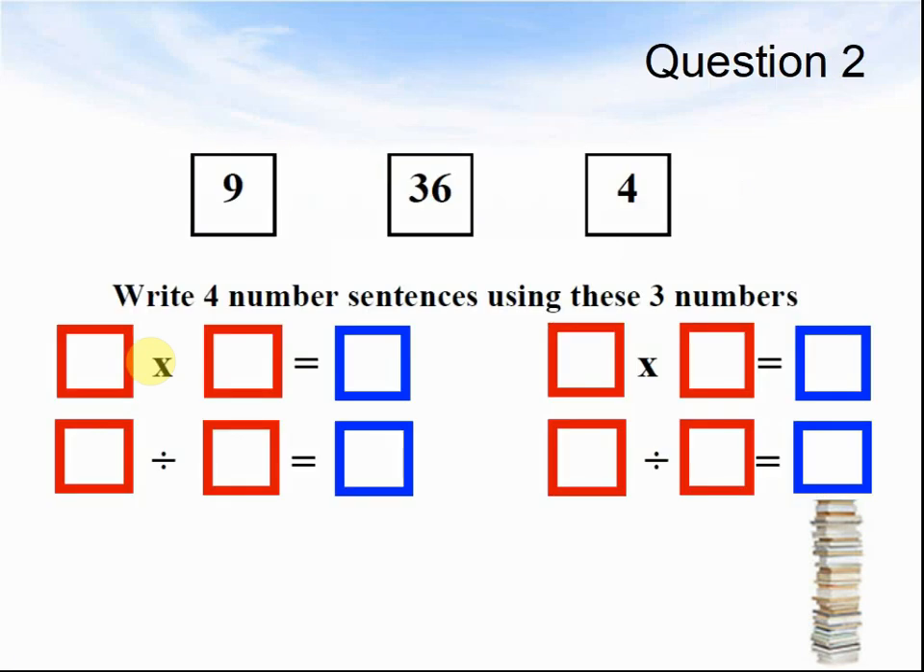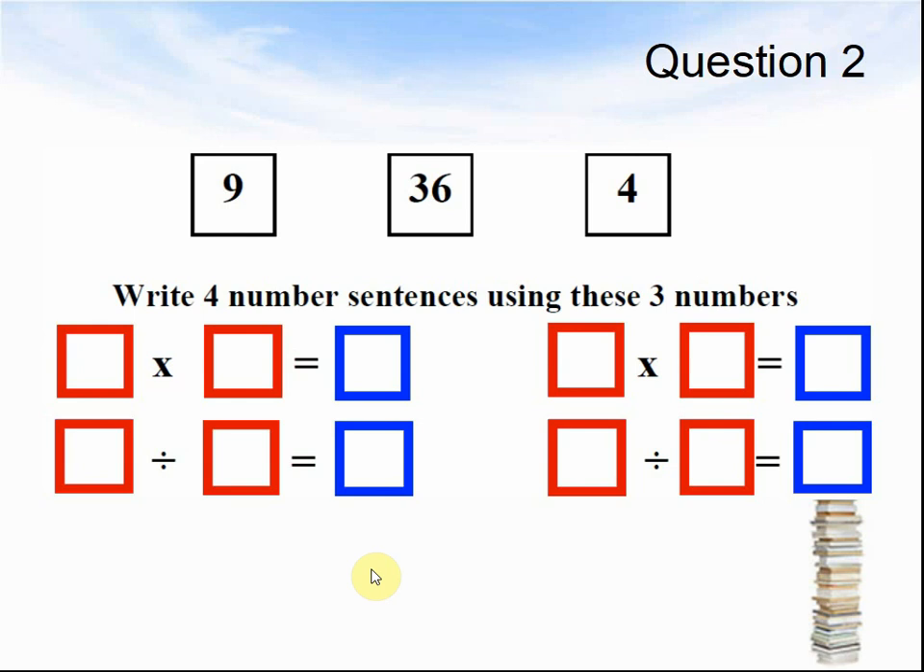Question 2. I have the numbers 9, 36 and 4. Write 4 number sentences using these 3 numbers. So something times something equals something. And then using those numbers again, something times something equals something. And then 2 division questions. Something divided by something equals something, and something divided by something equals something. Pause the video until you are ready to see the answers.